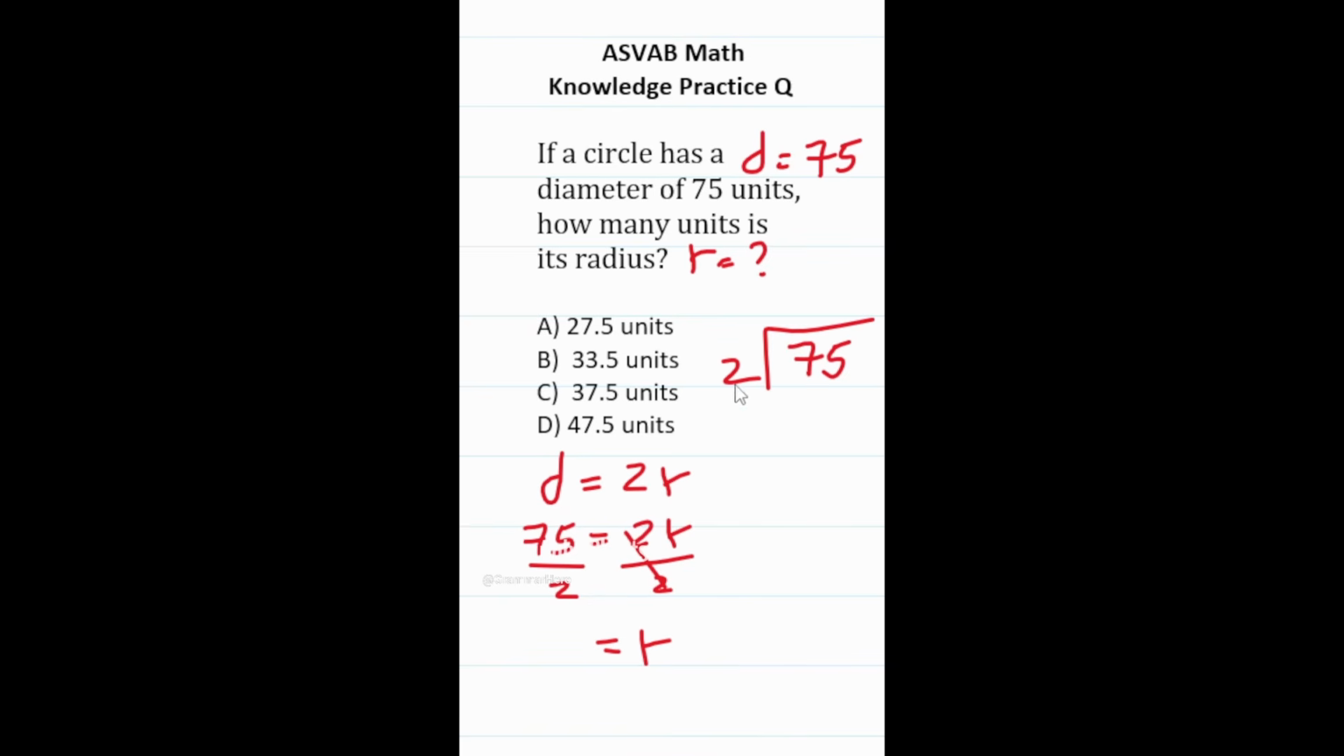75 divided by 2. 2 goes into 7 3 times without going over. 2 times 3 is 6. 7 minus 6 is 1. Bring down this 5. 2 goes into 15 7 times without going over. 2 times 7 is 14. 15 minus 14 is 1. Add a decimal there. Add a decimal there. Add a 0 placeholder. Drop it down. 2 times 5 is 10. So the radius is 37.5.